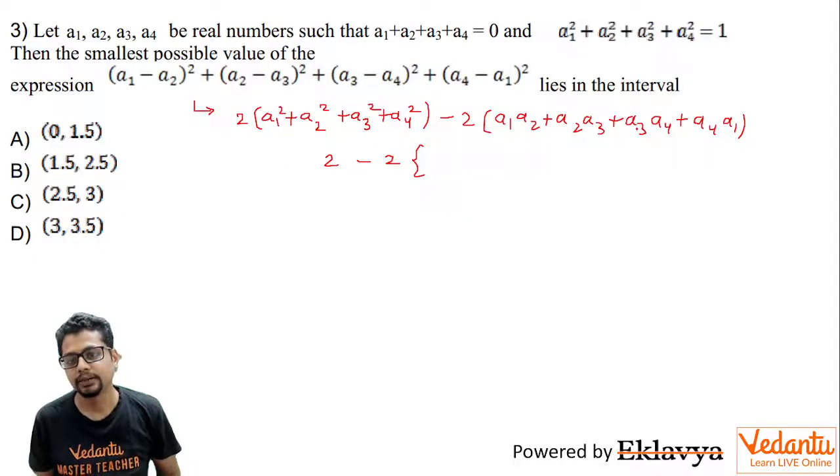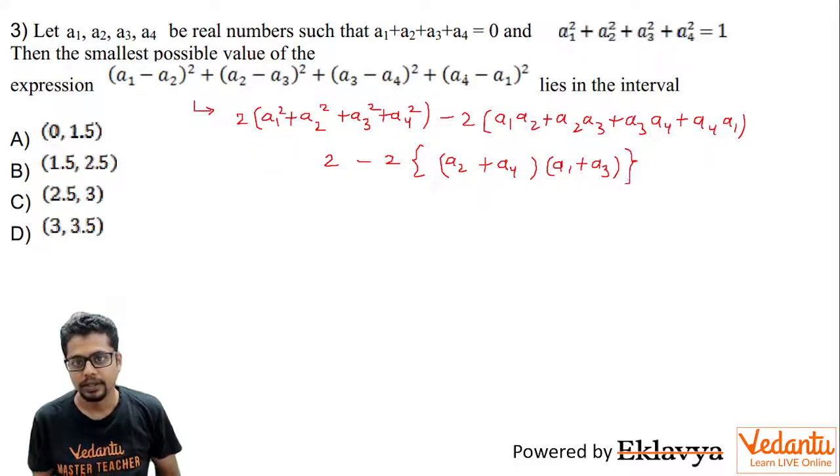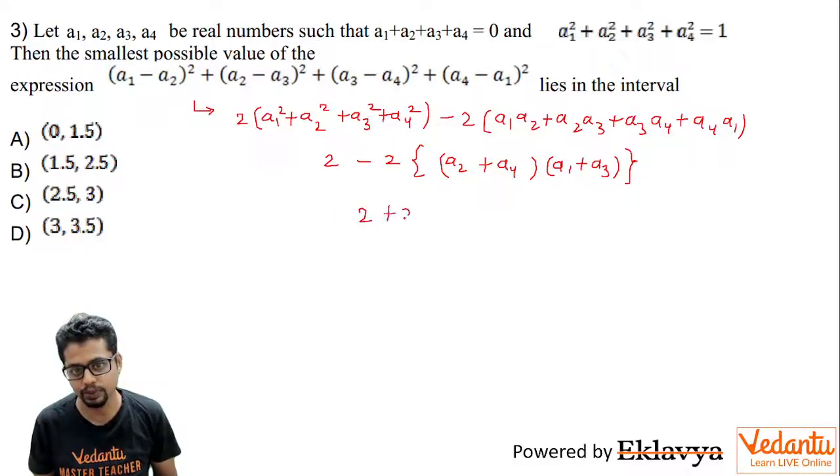a2 plus a2 a3 plus a3 a4 plus a4 a1, it can be factorized where you can take a2 common from the first two terms, and the factor that you get is a1 plus a3. And similarly in the last two terms, you can take a4 common, and the other factor that you get is a1 plus a3. So essentially this expression is (a2 plus a4) multiplied by (a1 plus a3). Now here if you see carefully, a2 plus a4 is minus (a1 plus a3). Why? Because a1 plus a2 plus a3 plus a4 equal to 0. So essentially it becomes 2 plus 2 times (a1 plus a3) whole square.